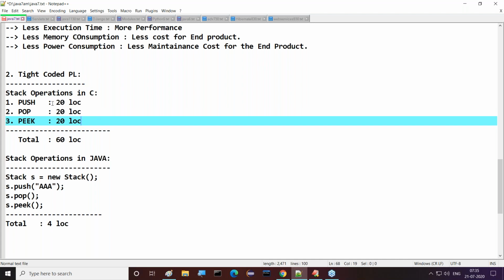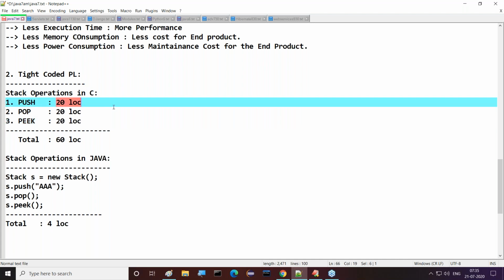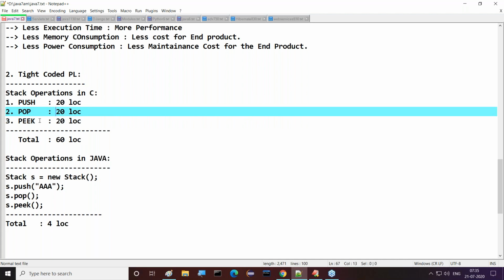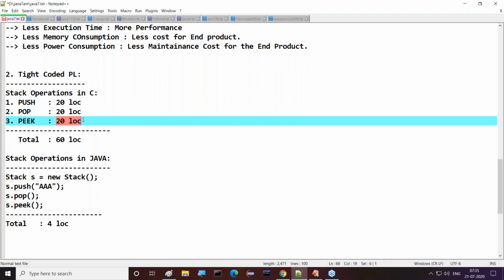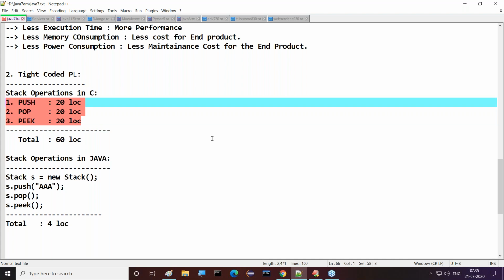If you perform this push operation in the C programming language, from the first line to the last line, it is 20 lines of code. If you perform the pop operation, again 20 lines of code. The peek operation, again 20 lines of code. This information is just an average. I'm not exactly counting these lines of code, just for example, understand it.